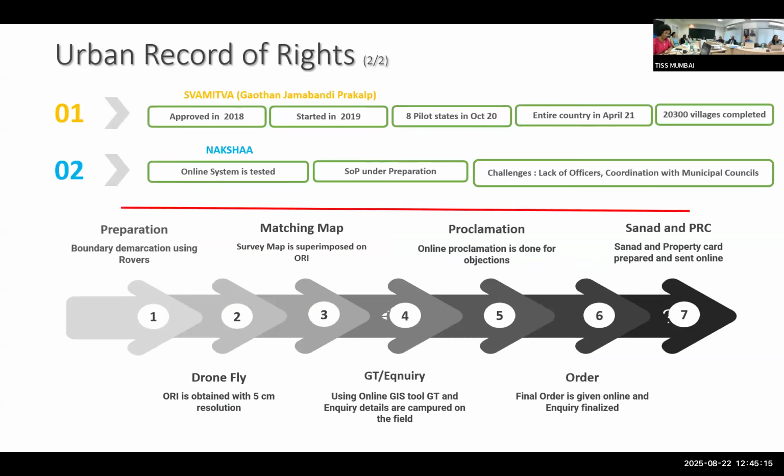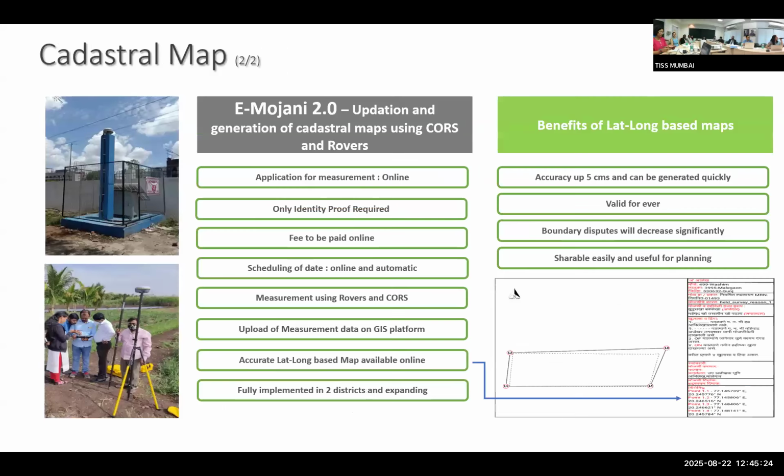Let me go fast because we have less time. So this is again the urban record of rights. These are the two projects which I explained, Swamitva and Nakasha. Then, about cadastral maps, I think Sudhanshu sir might have explained everything to you.